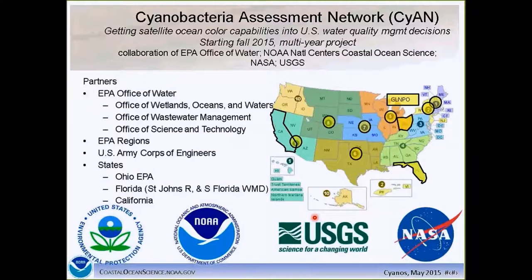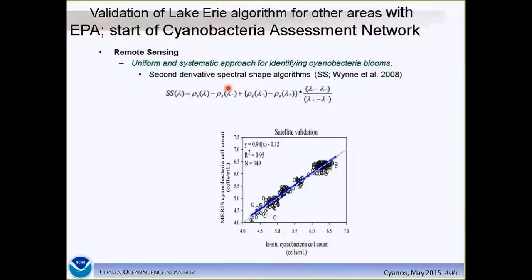Okay, and a brief thing on the Cyan project. The goal here is to go national with cyanobacteria based on satellite data. This is MARIS data. You all are at the cutting edge here. Most of the regions are supporting this, and the lead starting areas are Ohio, Florida, and California, in order to do validation and do beta testing of the projects. But we've also got other partners, the Army Corps, of course, various parts of EPA. And USGS is involved too.